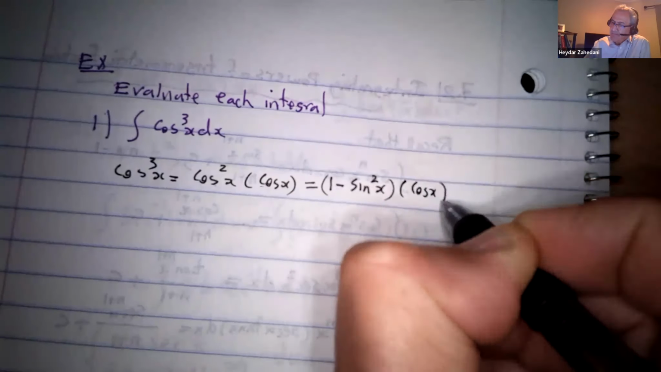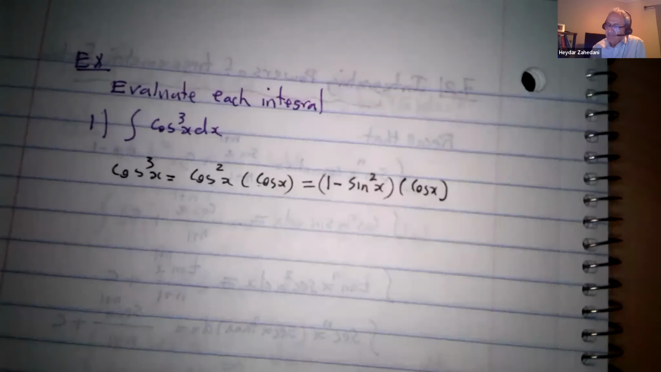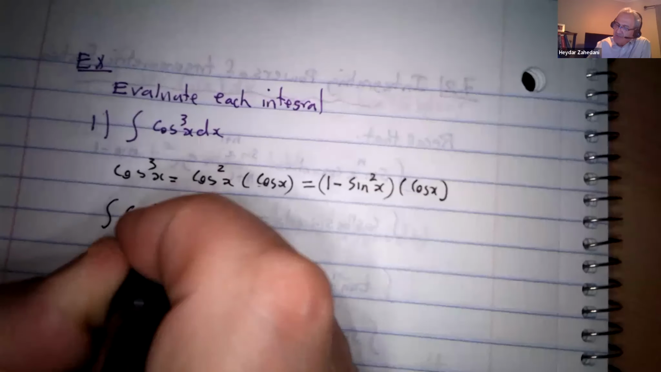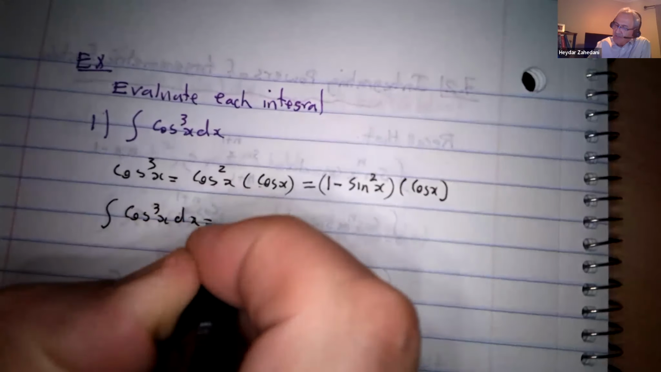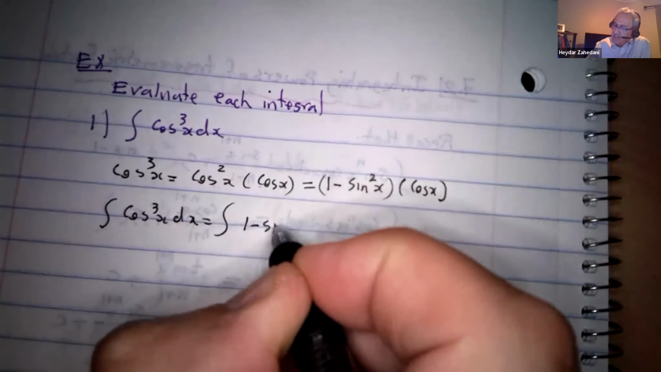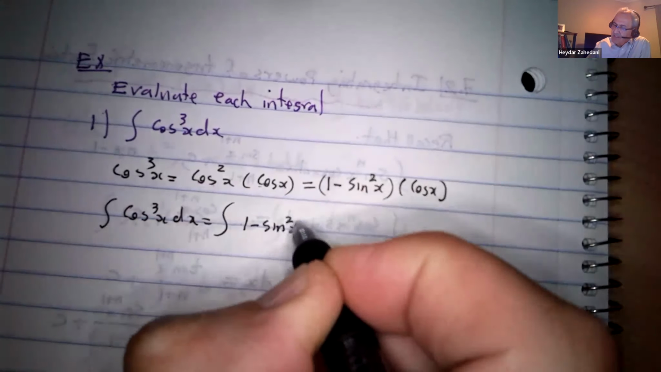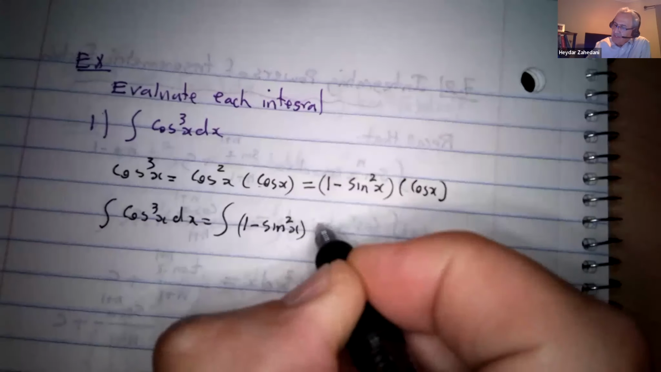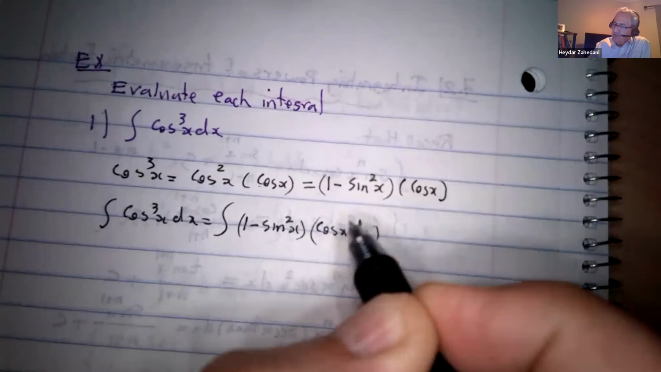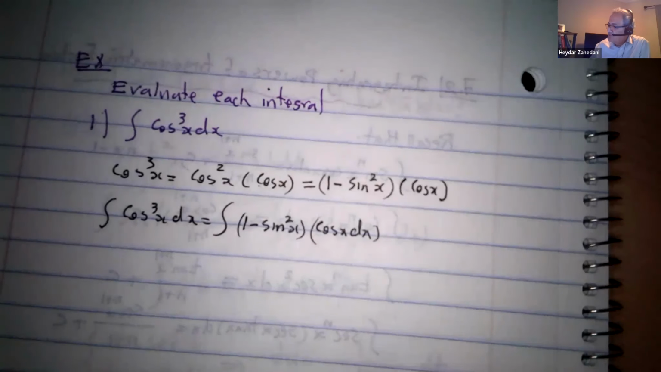Now we go back, u substitution gives us the results right away. So the integral of cosine cubed x dx is going to be equal to the integral of 1 minus sine squared of x times the cosine of x dx. Now we can do it with u substitution.